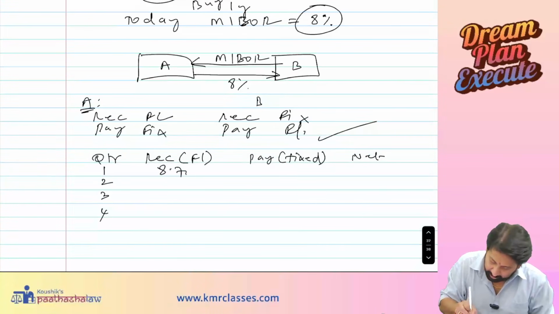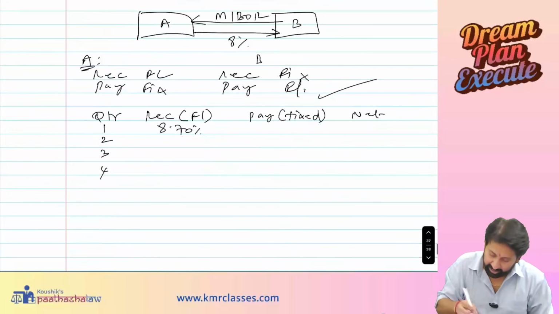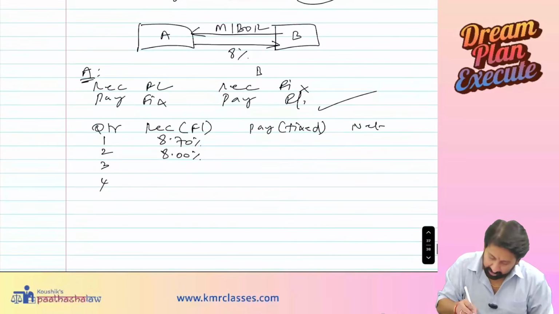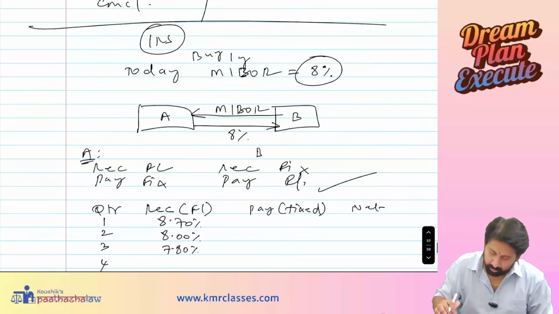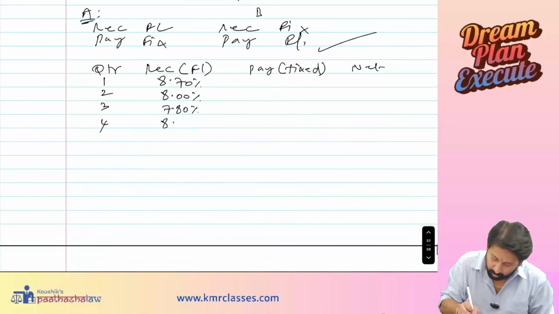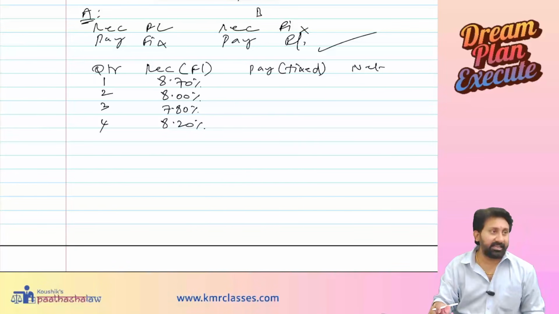8.7, 8, 7.8, 8.2. This is floating receipt.